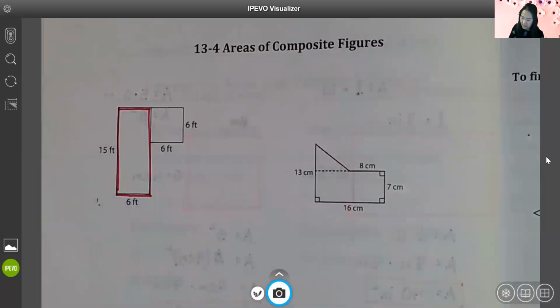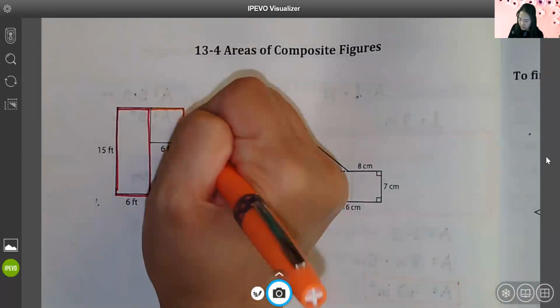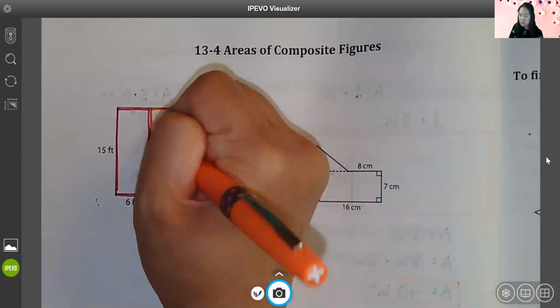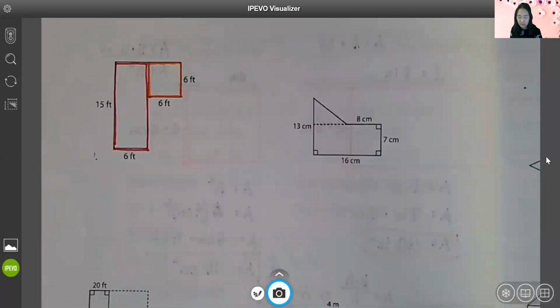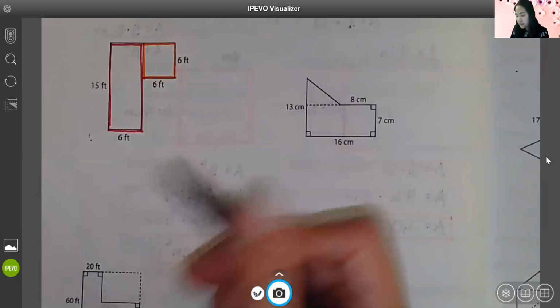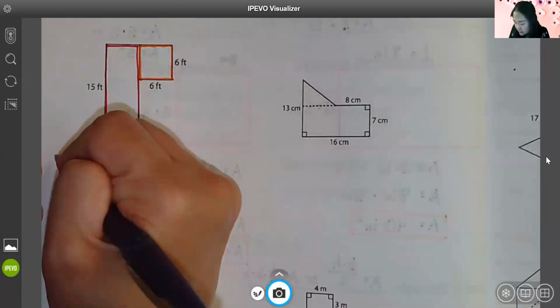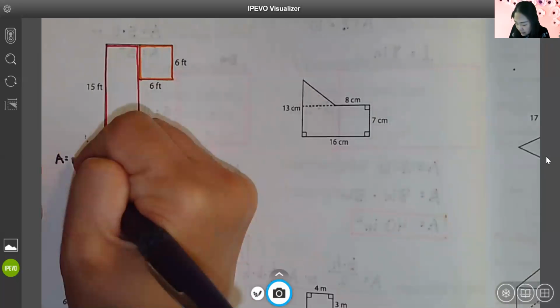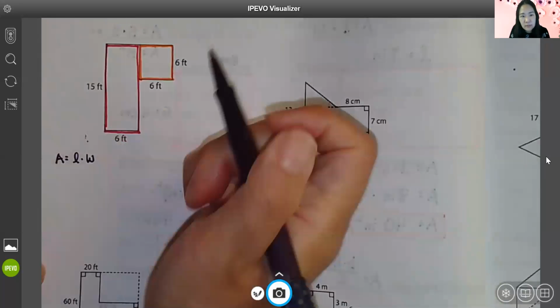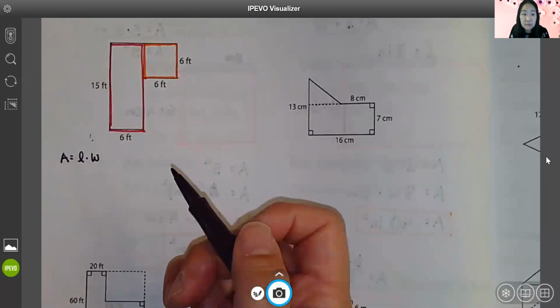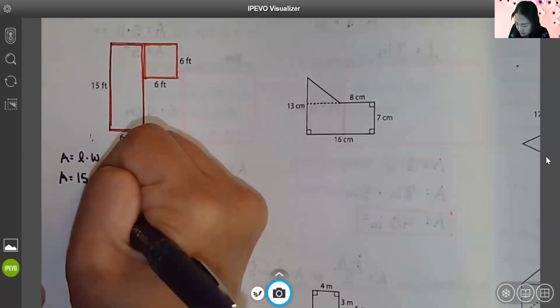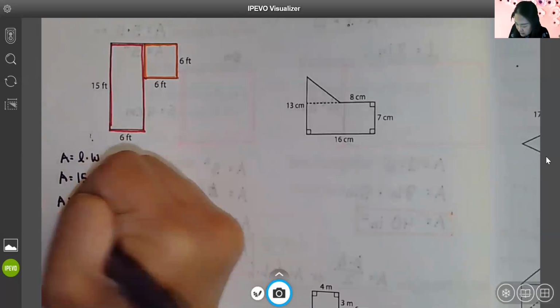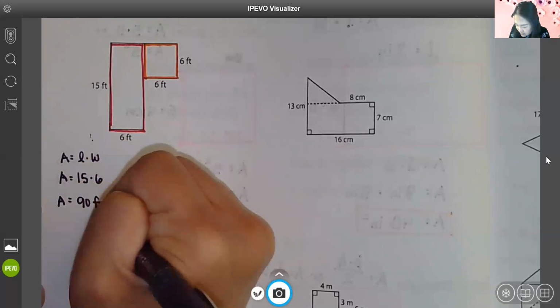And I have a square here, which is 6 by 6. Find those areas separately and add them up. Let me demonstrate one. So first, this rectangle, the area is length times width. And just to make it a little bit easier for you, I'm gonna skip the units and put it at the end, okay? So area is 15 times 6, which is 90 square feet.